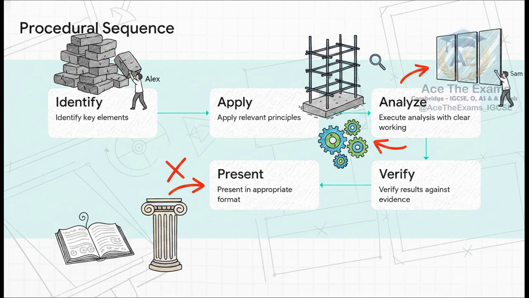You absolutely must follow the sequence. First, identify the elements. Second, apply the contextual principles. Third, execute your analysis to show that clear working we talked about. Fourth, verify your results against the actual evidence. And fifth, present it all in the highly formal format required by Cambridge. You literally cannot skip a step here and expect the building to stay standing.